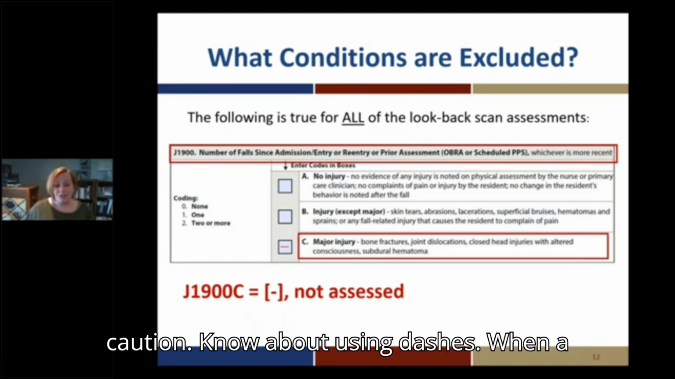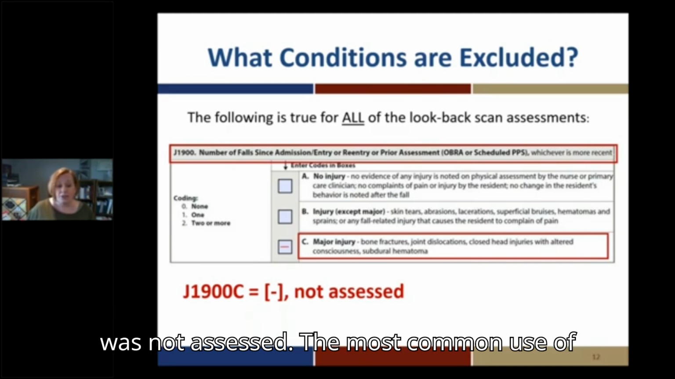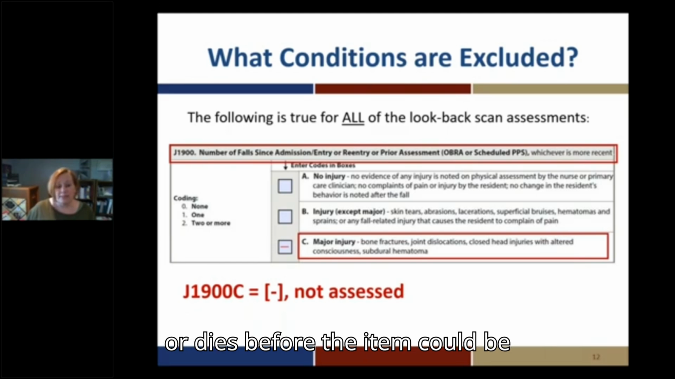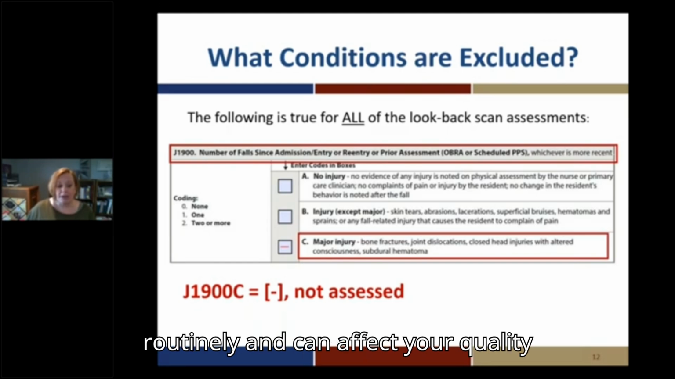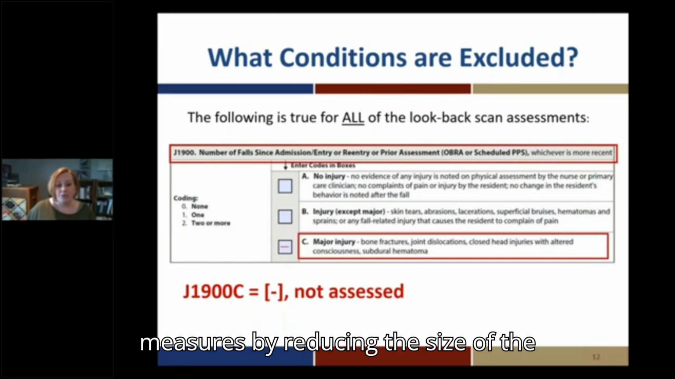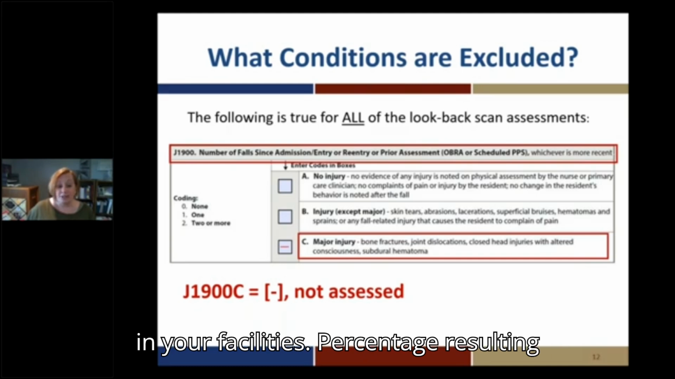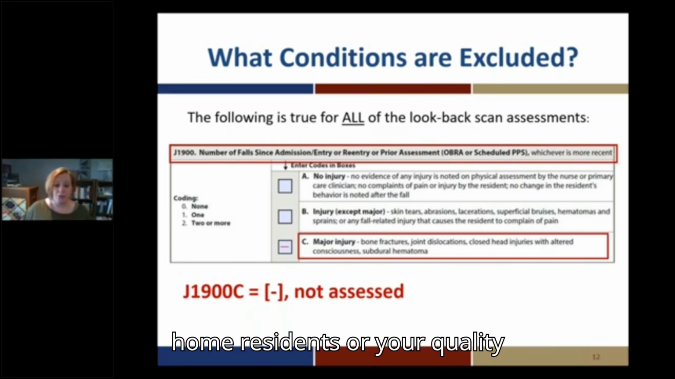I want to caution you about using dashes. When a dash is used, it indicates that this item was not assessed. The most common use of a dash is when a resident is discharged or dies before the item could be assessed. Dashes should not be used routinely and can affect your quality measures by reducing the size of the resident denominator, causing an increase in your facility's percentage, resulting in an inaccurate picture of your nursing home residents or your quality improvement efforts.